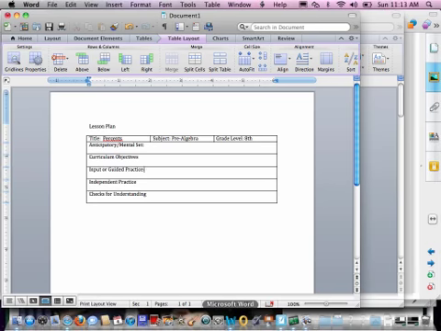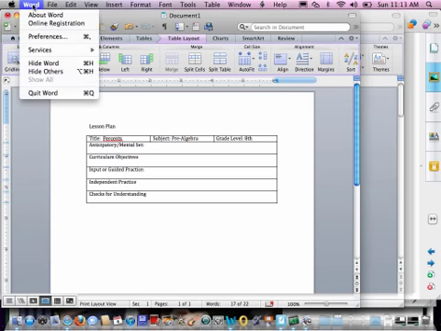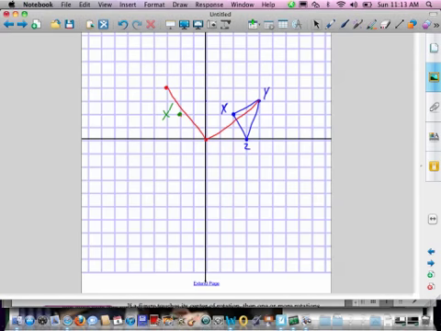Okay, so there's my problem. I keep bumping the button here. So I want to turn this green. And this is going to be my y prime.